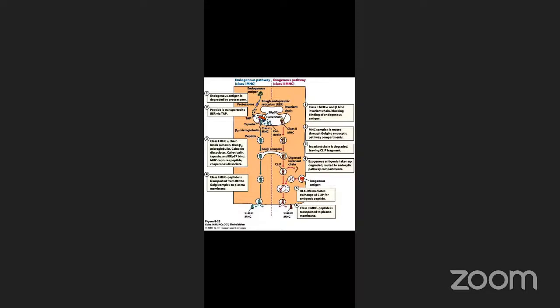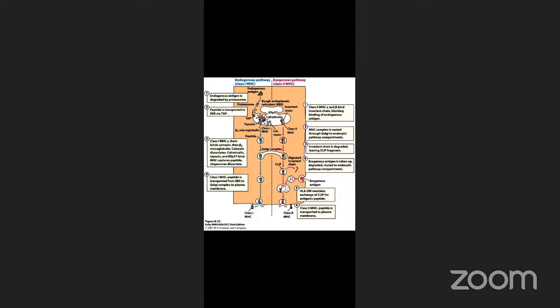The class 1 MHC alpha chain binds with calnexin, then beta-2 microglobulin, and calnexin dissociates, then calreticulin. Don't bother about this pathway. Just remember that endogenous antigen will be presented by the MHC molecule 1. Just remember this point only. The class 1 MHC peptide is transported from the rough endoplasmic reticulum to the Golgi complex, where it is processed and expressed on the surface of the plasma membrane.